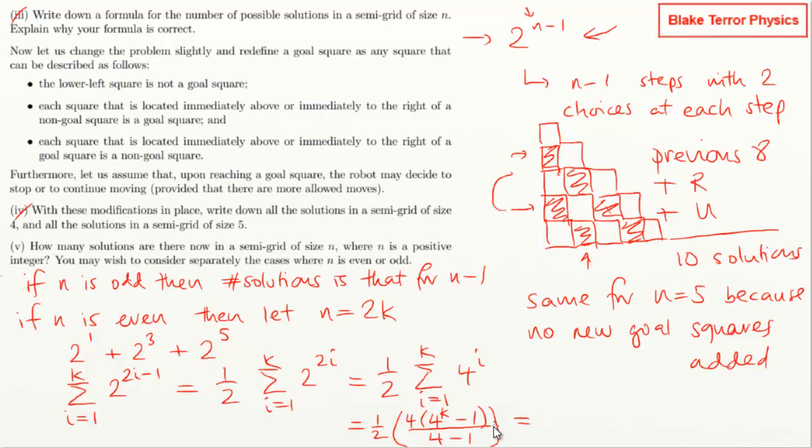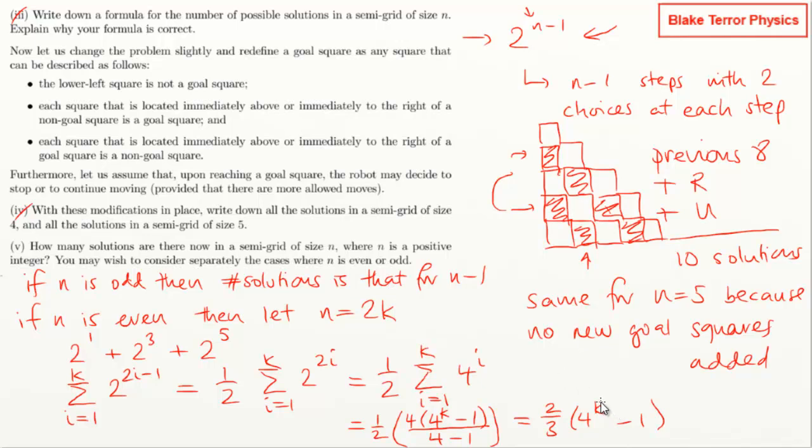So what is that giving us? Well, when we do the 4 times the half divided by 3, that's 2 thirds of 4 to the k minus 1. So what is that then? That is our answer to: how many solutions are there now in a semigrid of size n, where n is a positive integer? You may wish to consider the cases where n is odd or even.